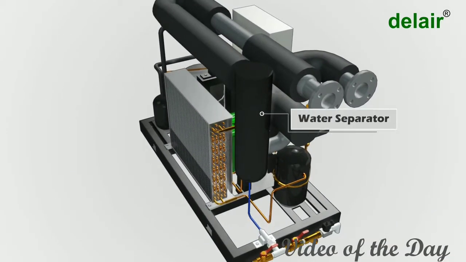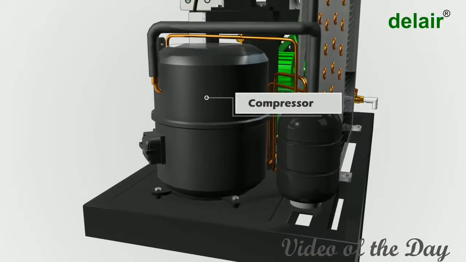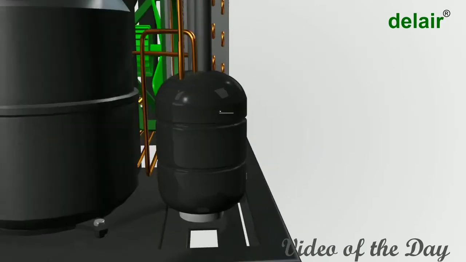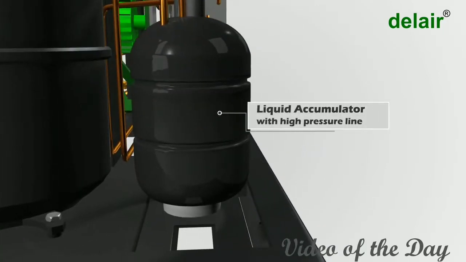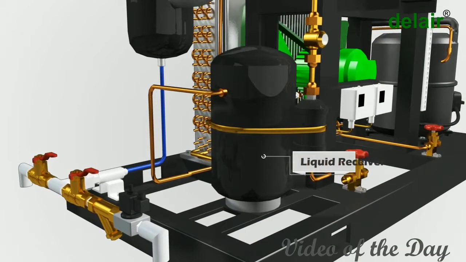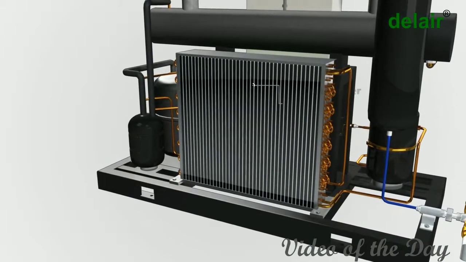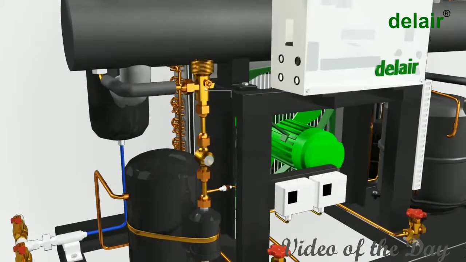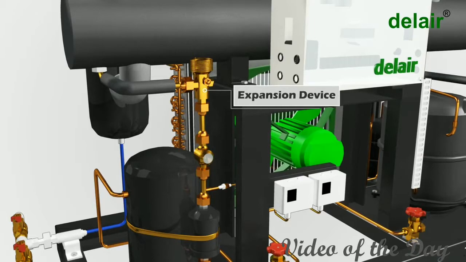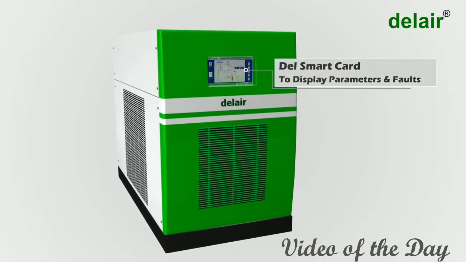Water separator, compressor, unique volume liquid accumulator with high pressure line, liquid receiver, condenser, expansion device, Delair Smart Card for controlling system and displaying parameters and faults.